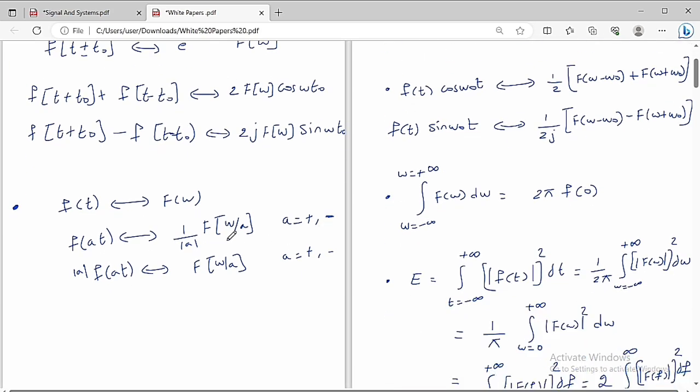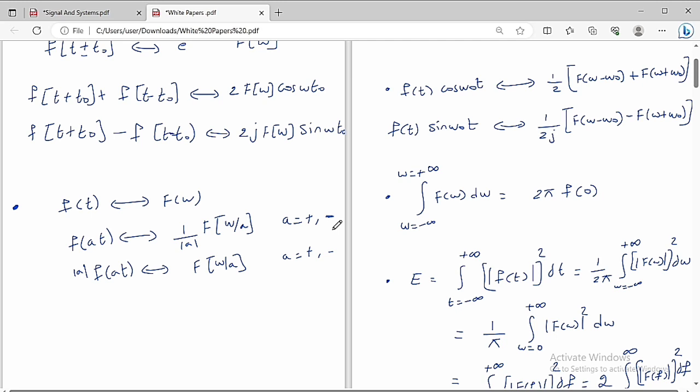Now let's go for the time scaling property. For f of t, the Fourier transform is f of omega, and for f of a t, the Fourier transform is 1 by mod a times f of omega by a. A can be positive or negative. A can be greater than 1 or lesser than 1.